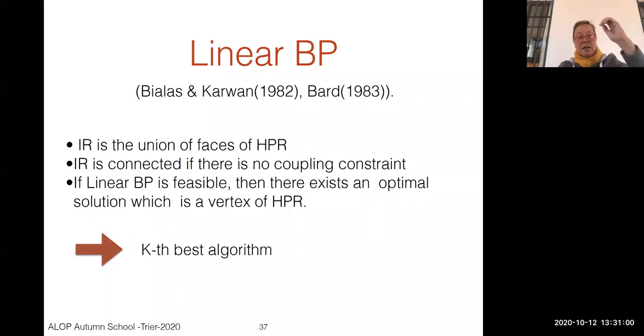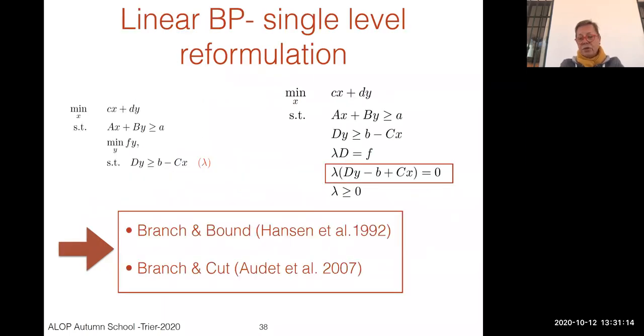Now, so far, this exploits what I would call the primal world. We have the decision variables of the first level and the second level, and you look at vertices in the high point relaxation. Now, there's another pathway, let's say, to approach bilevel optimization, which consists in reformulating the problem into a single level one.